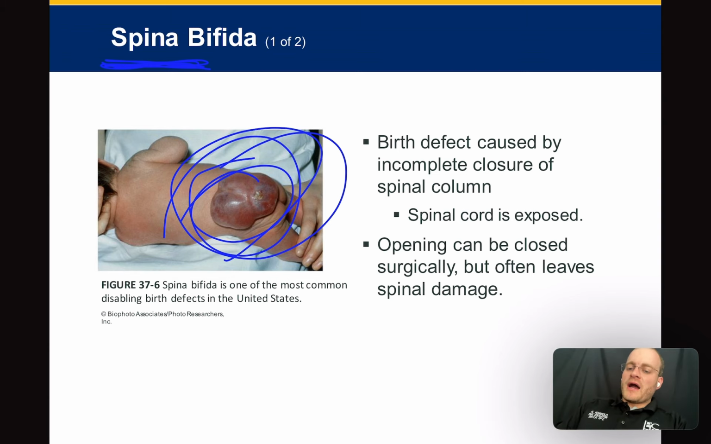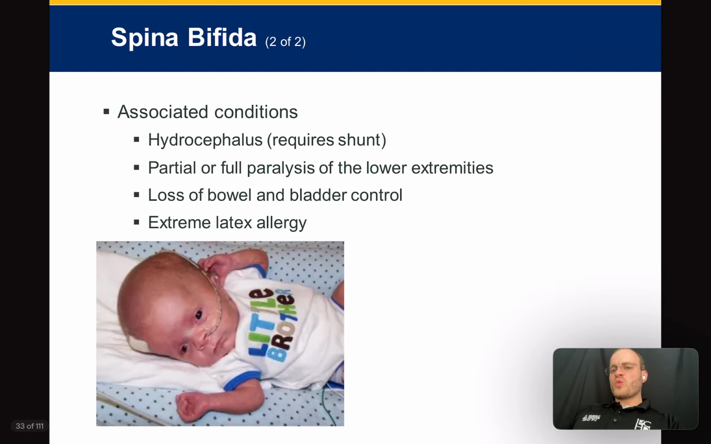Okay. Something I want to point out, they could literally have what's just called a tuft of hair. If there's just a few pieces of black hair on their lower spine above their butt crack, that could be spina bifida. It's just not opened out in the skin. And so just be aware of that.